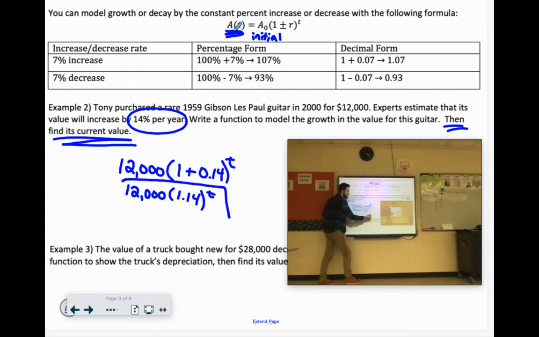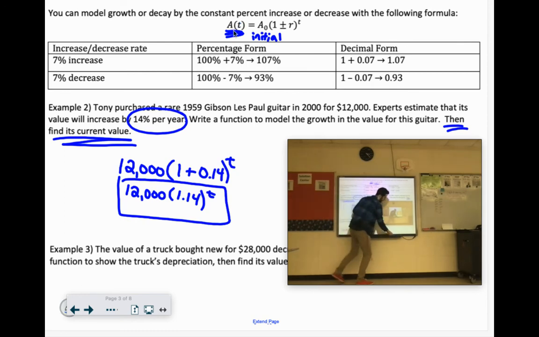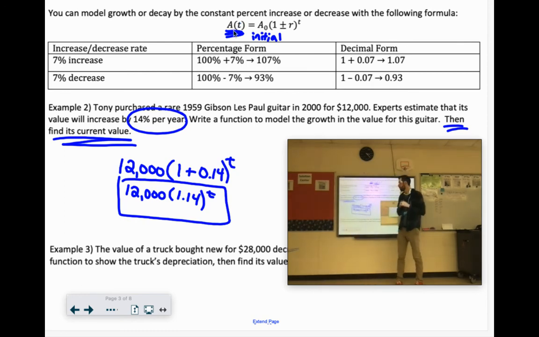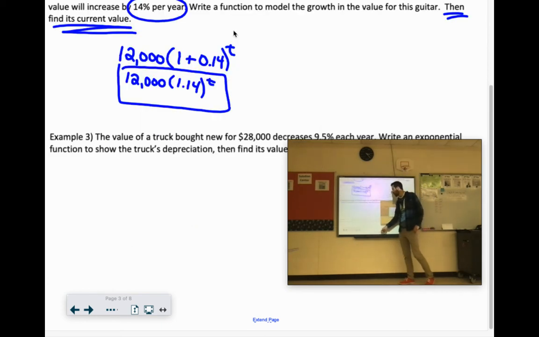That's the equation they wanted. Now, mean old Mr. Plant says, well, I want to know the value today. So he bought it in 2000. I'm currently recording this video in 2021. I know some of you in the future are like, wow, he looks so youthful. People in 2021 right now are like, yeah, he looks about the same. All right, so it's been 21 years since Tony bought this guitar.